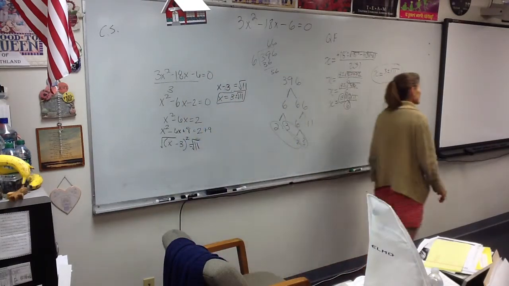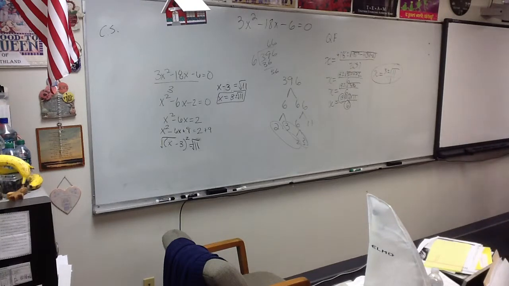Okay, we ready? All right. There was a question about a homework problem. Which one was it, Maya McLaurin? Number 29.